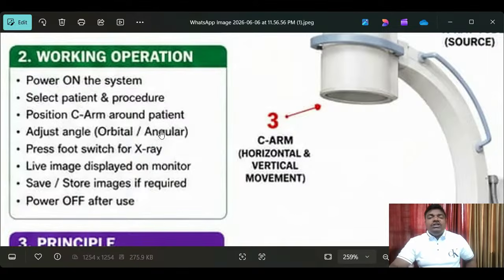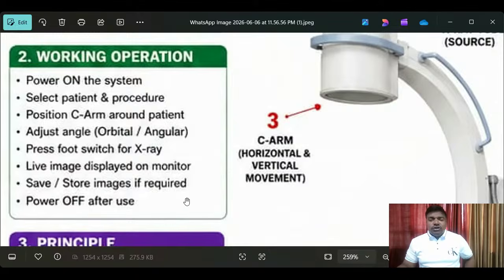But you have to know all these things, because whenever a problem occurs when the patient is in critical condition, the doctor is busy and the technician is busy, then you have to operate. That is the reason I'm giving you all these things. See here: position the C-arm around the patient, adjust the orbital and angular angle, and press the foot switch for X-ray and live image display on the monitor. Save or store images if required. Power off after use.